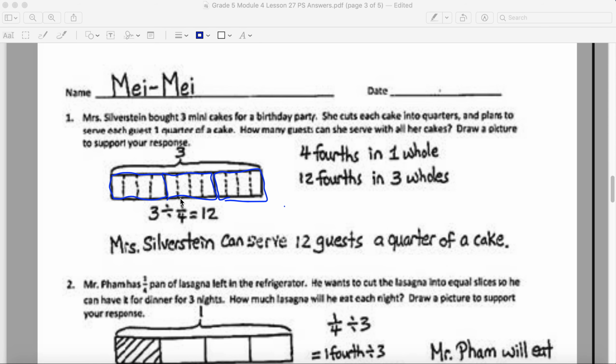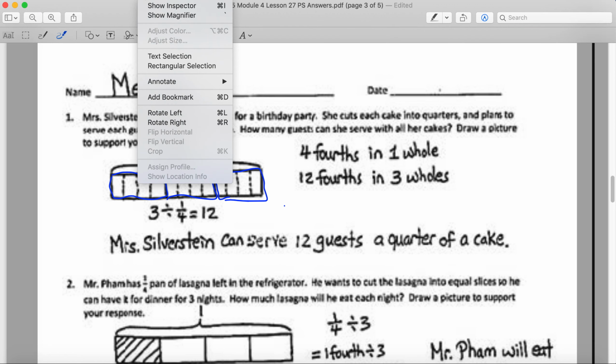I'm going to try this method where we are looking at the answers and I'm walking you through what the answers look like, okay? So it says, Mrs. Silverstein bought 3 mini cakes for her birthday party. She cuts each cake into quarters and plans to serve each guest 1/4 of a cake. How many guests can she serve with all of these pieces? Or all of her cakes.